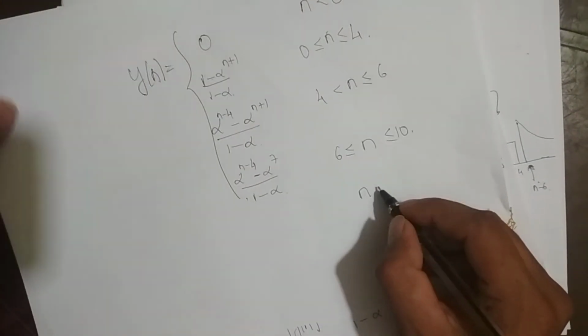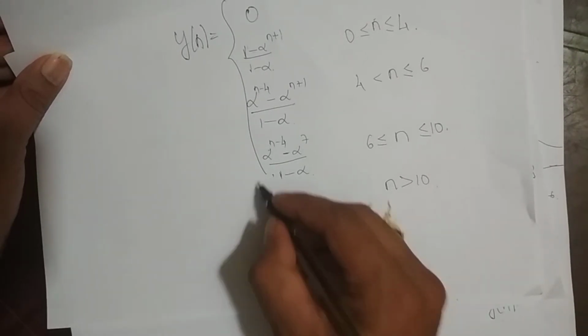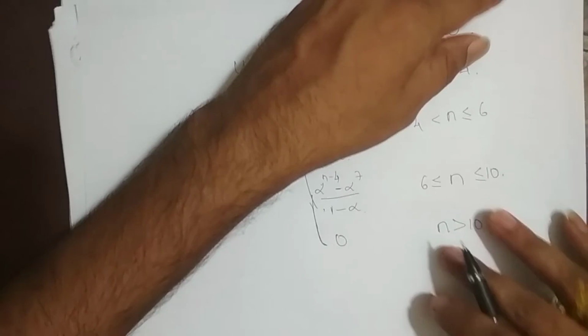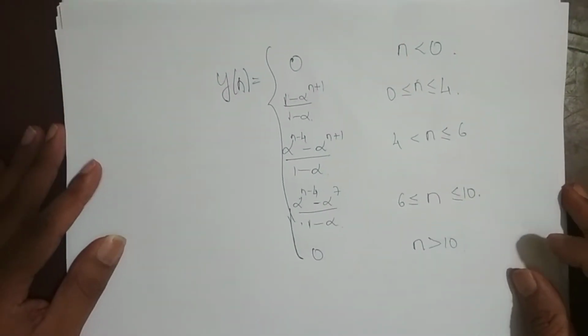And what is the last case we have? The last case is for n greater than 10. So for n greater than 10, what is the output we have? So it is 0. So this is the final output of a LTI system.